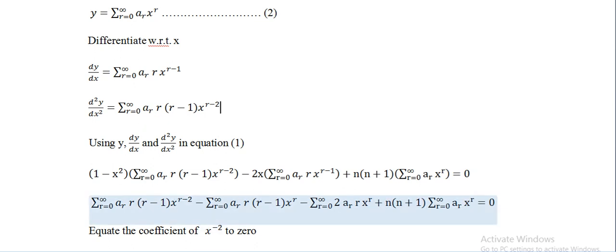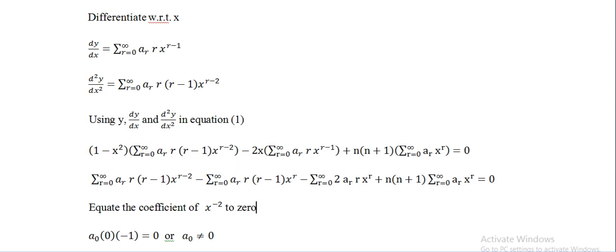So we'll take only the first term here, with r equal to 0. Which gives a0 times (r value is 0) 1 minus 1, that is 0, which is equal to 0. So which implies that a0 is not equal to 0, but the bracket with minus 1 is equal to 0. So which uses the first term.